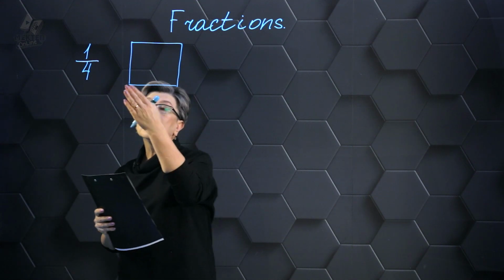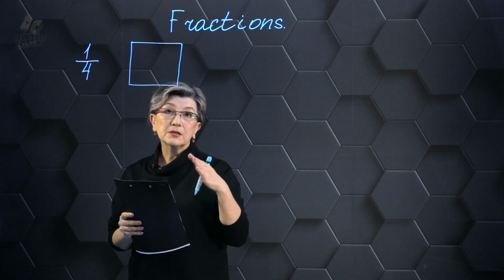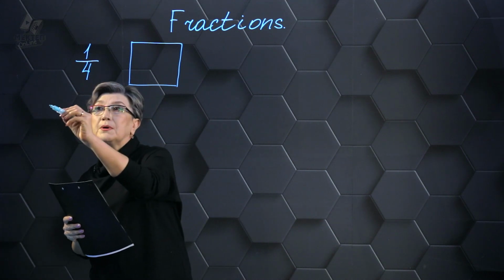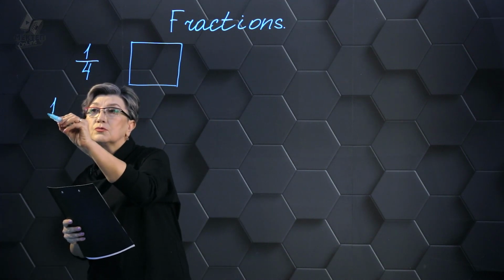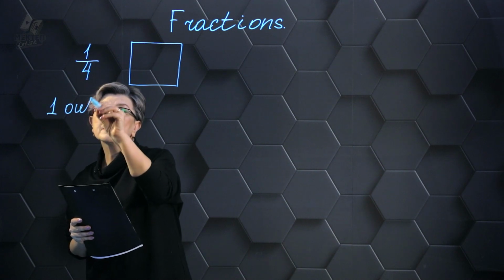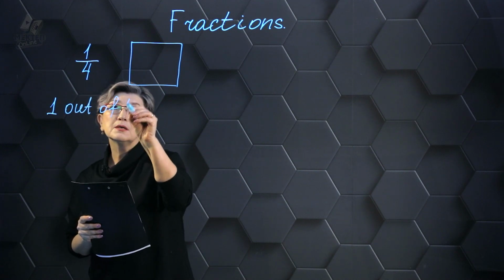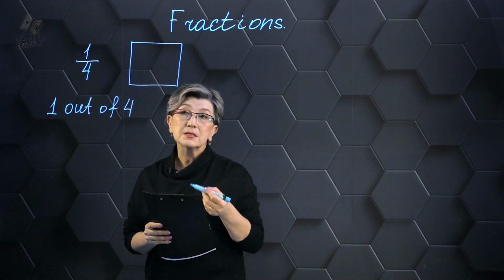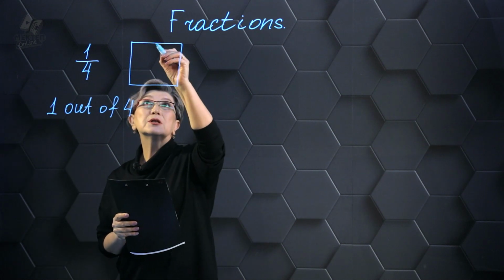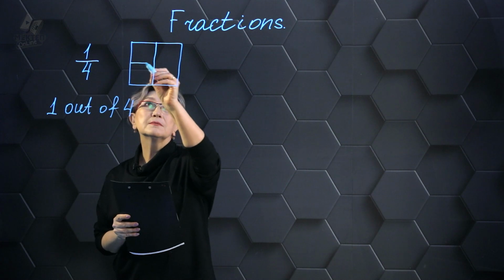And I am contemplating what I need to do. This fraction signifies that I should take one part out of the total of 4 parts. As a result, I am required to divide this square into 4 equal parts in order to proceed.